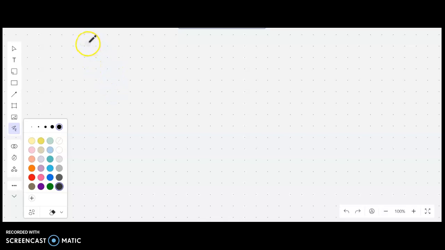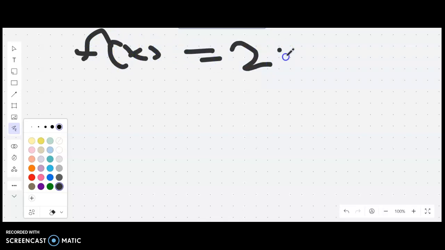So the first problem I have here is f of x equal to 2x. We'll start simple here. And excuse the bad writing, by the way, as well. This is my first time using like a whiteboard with a mouse here.